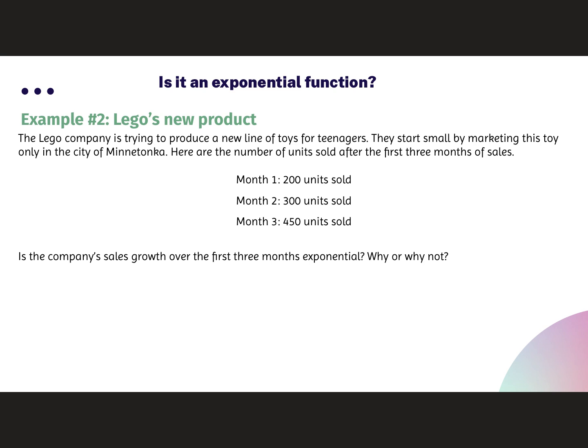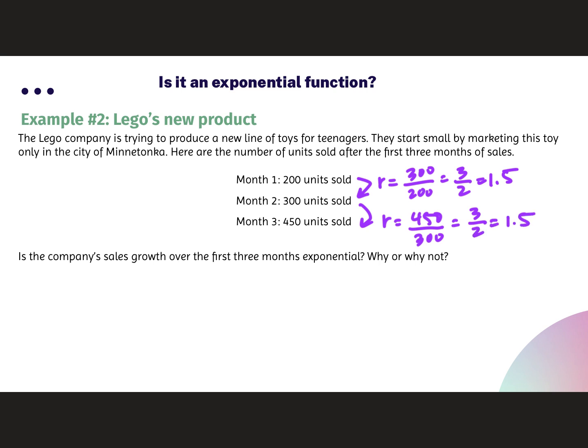So we want to check the ratio of units sold over time. Looking from month 1 to month 2, that ratio would be 300 over 200, which simplifies to 3/2 or 1.5. Looking from month 2 to 3, our ratio would be 450 over 300, which would also simplify to 3/2, meaning that those output values are proportional because we can find a common ratio. So our answer here would be yes, an exponential model would be good for this scenario because the output values are proportional.